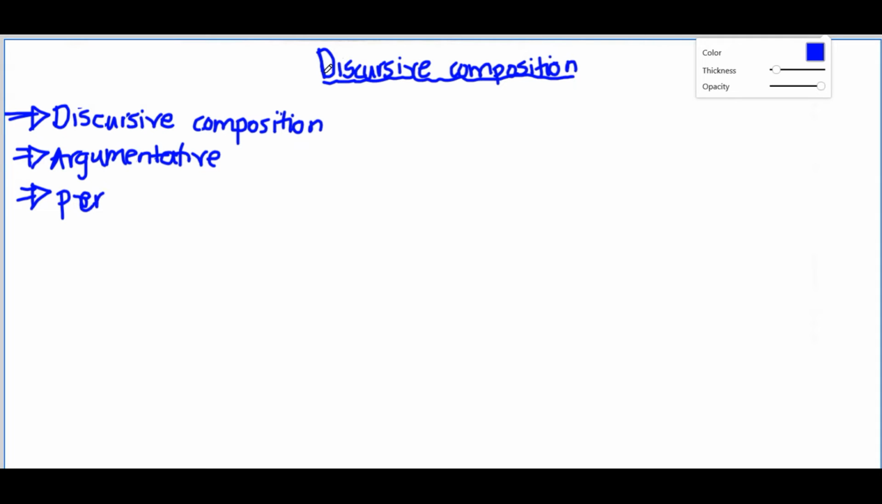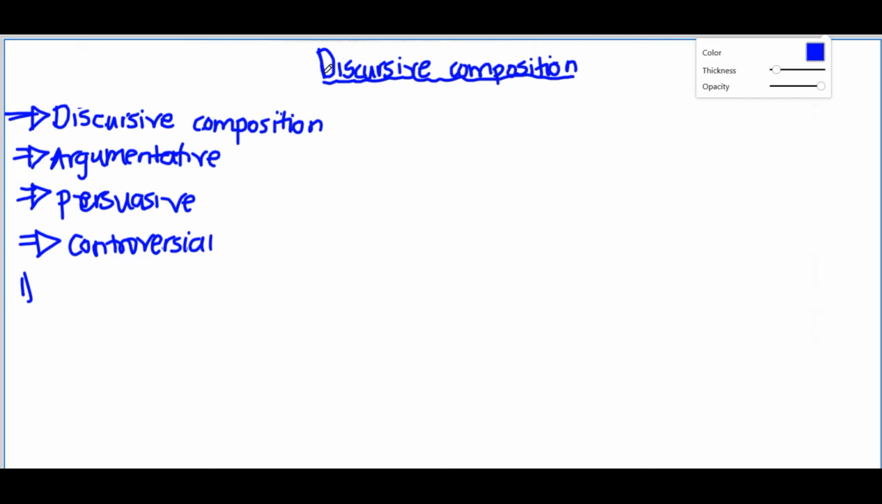The word persuasive is coming from the word persuade, trying to make someone be convinced by what you are saying. So we have persuasive composition, or you may also call it a controversial writing. So this is what you need to know now. In a discursive composition, the writer usually arrives at a conclusion by reasoning. The purpose of a discursive composition is to convince or to persuade. So that is what you need to know.